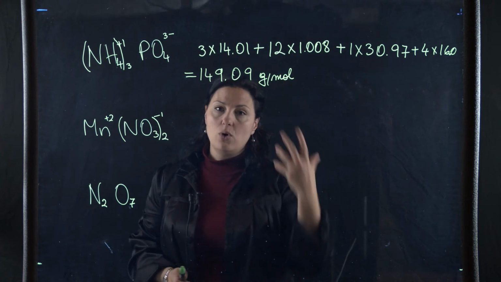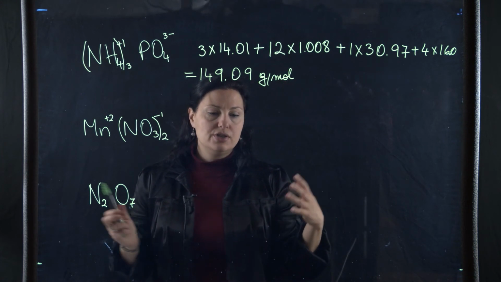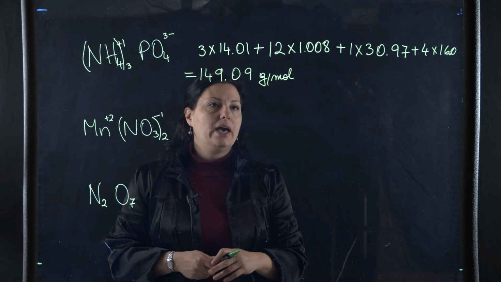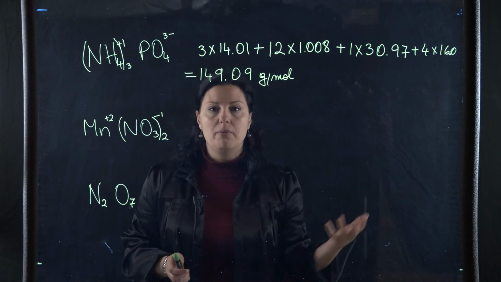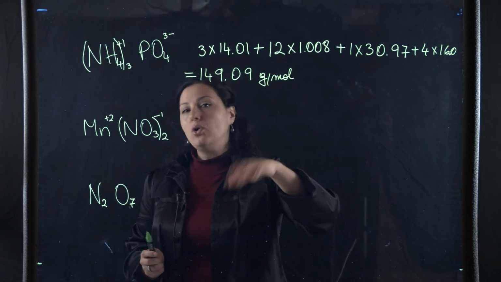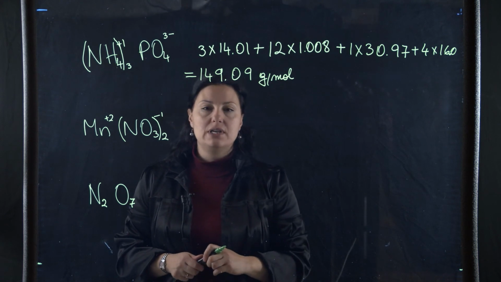Remember, the idea of the mole is just a measurement unit. It's like a dozen or a pair, except that the mole is 6.022 times 10 to the 23rd.